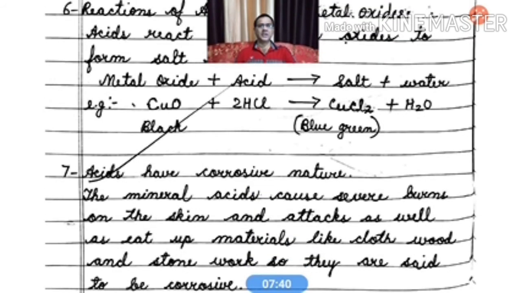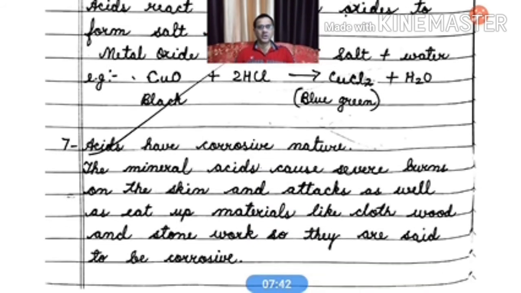Now the seventh property: acids have a corrosive nature. Corrosive nature means wherever they fall they damage things, and that nature is called corrosive. For example, if acid falls on the skin it damages the skin; if it falls on historical monuments they get damaged; if it falls on fields and crops that also damages them. So its nature is corrosive. How do we define it? Mineral acids cause severe burns on the skin and attack as well as eat up materials like cloth, wood and stonework, so they are said to be corrosive.